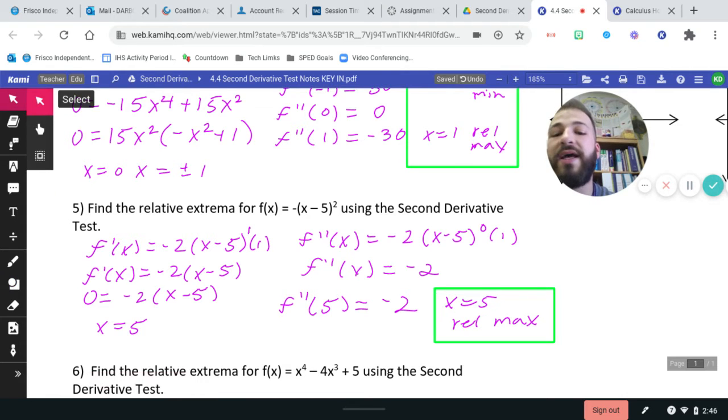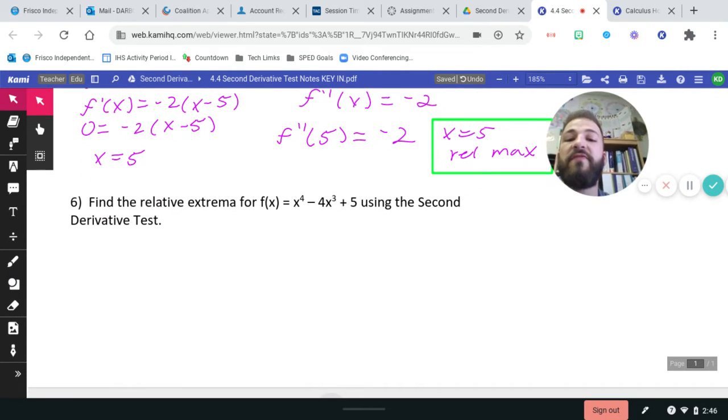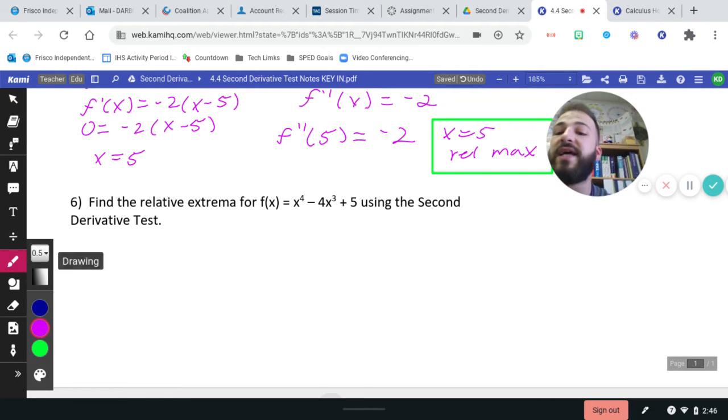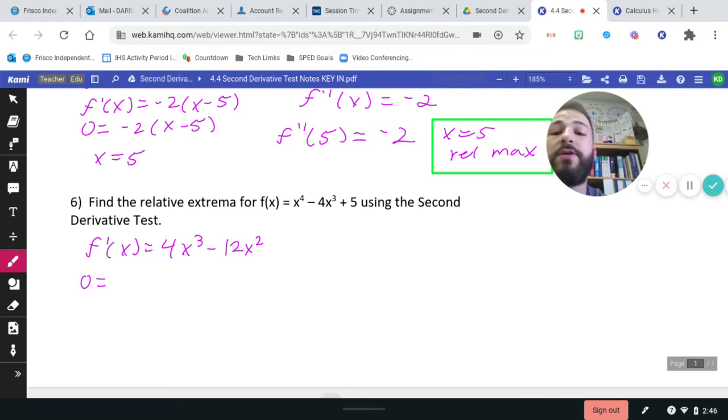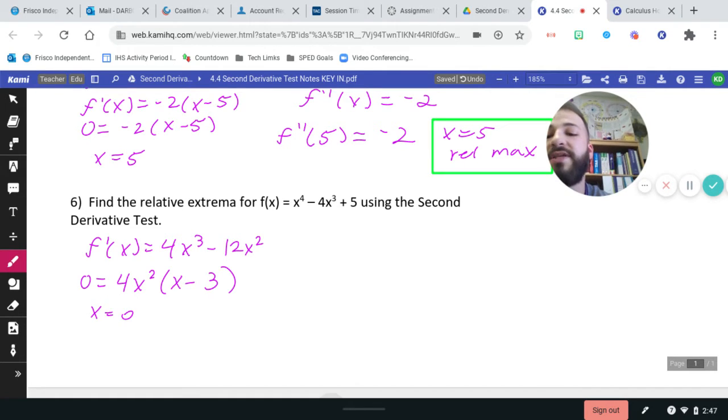All right, one last basic one. Find the relative extrema for f of x is equal to x to the fourth minus 4x cubed plus 5 using the second derivative test. Okay. f prime of x is equal to 4x cubed minus 12x squared. Set that equal to 0. Factor out, looks like we can take out a 4x squared times x minus 3. So that gives us x equals 0 and x equals 3.